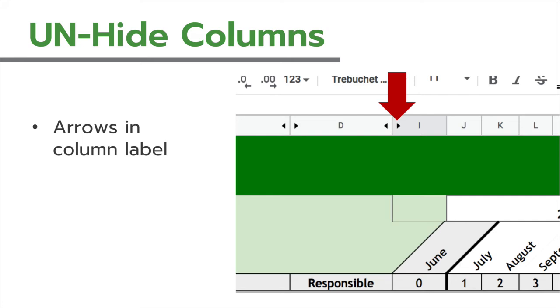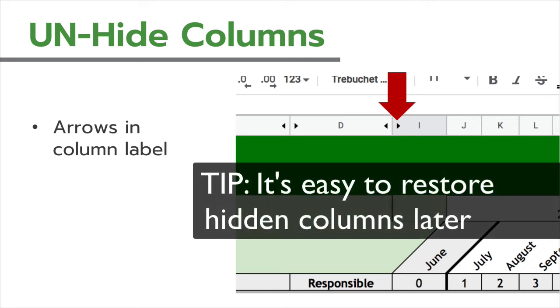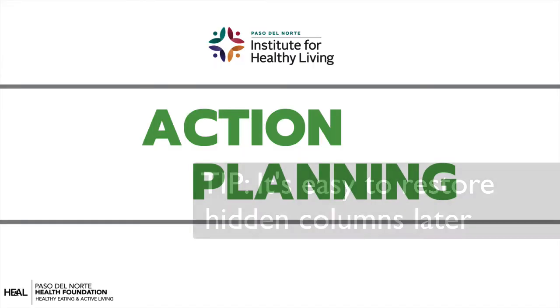All you have to do to make the columns that are hidden appear again is look at the top row, there's those 2 little arrows that point in opposite directions. Click on either one of those and boom, it's back to where it was. It makes all of those hidden columns come back and be visible again.